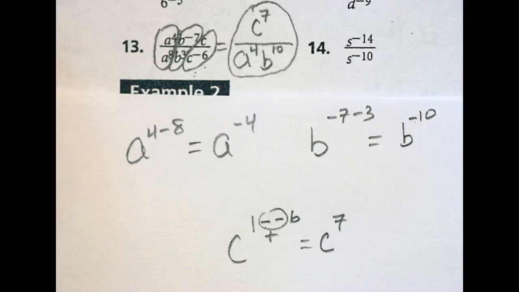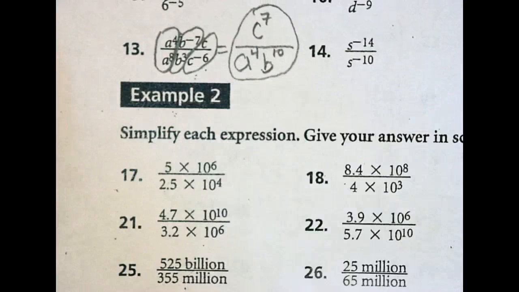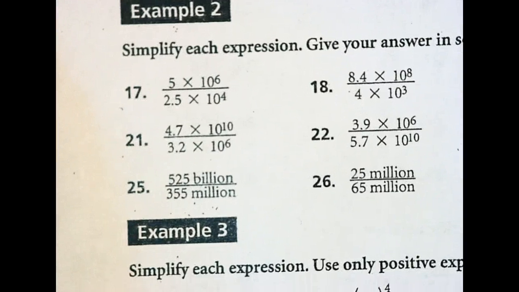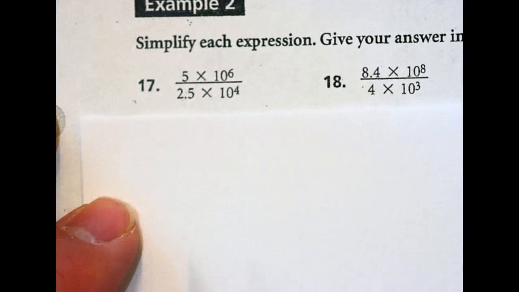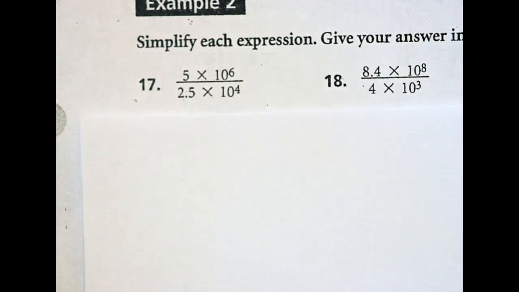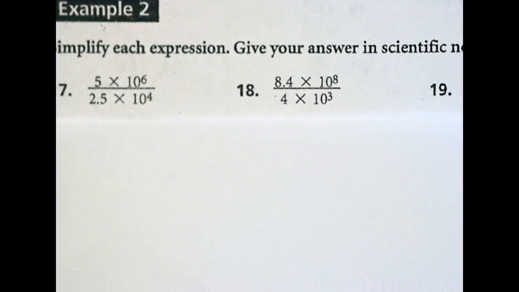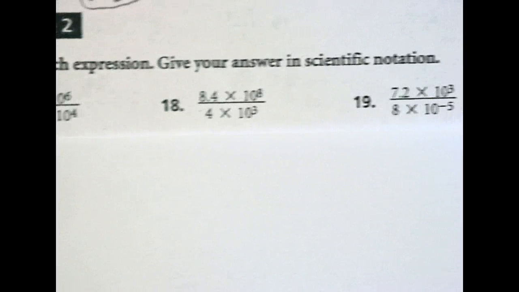Ready to move on? Okay, I want to try another set here. Let's take a look. I want to work on number 17 together. So take a look at 17. I want everyone to do what you think you should right there. Some of you have already done it. That's fine. But if you haven't, go ahead and give it a shot. It says simplify each expression. Give your answer in scientific notation. Try number 17.